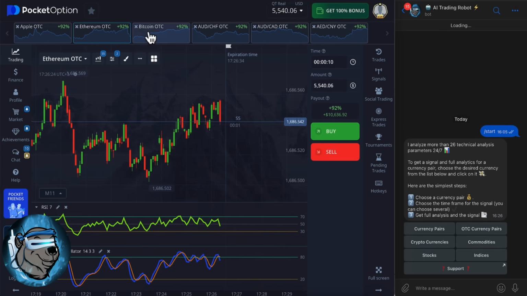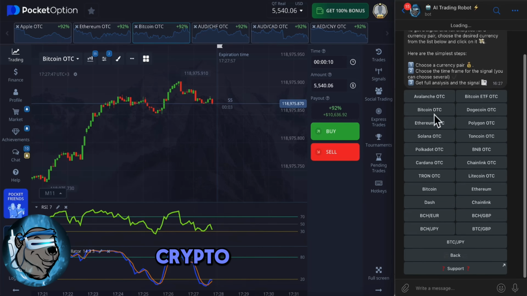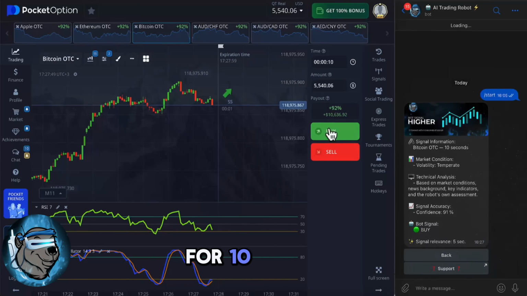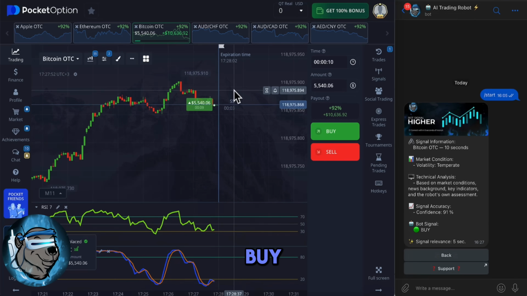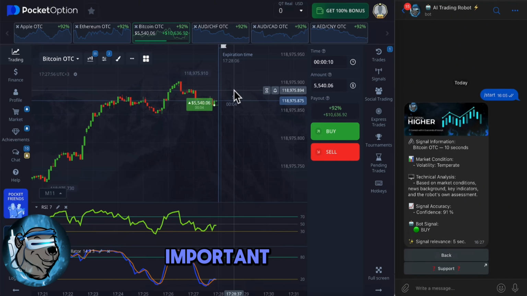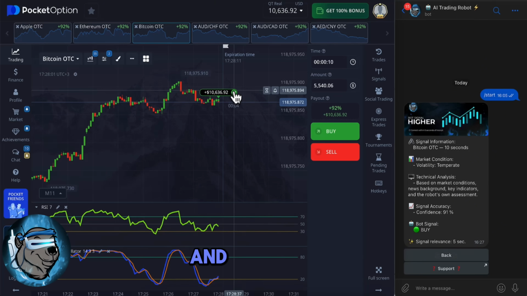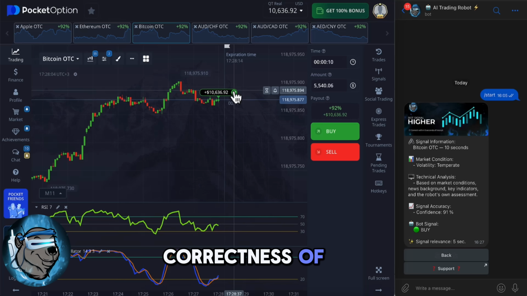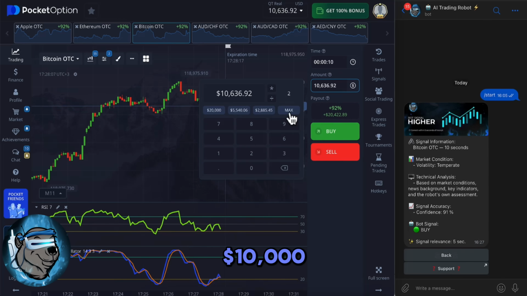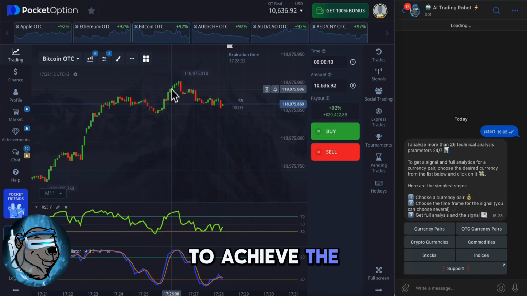asset. Alright, the crypto asset is Bitcoin. I choose the crypto asset Bitcoin, set the signal for 10 seconds, and the signal tells me to buy. I open the trade immediately, because it's also very important that the price doesn't shift, so the entry point doesn't change. And thanks to the accuracy and correctness of the entry, I've already made $10,000. And my next trade will be the final one to achieve the result.